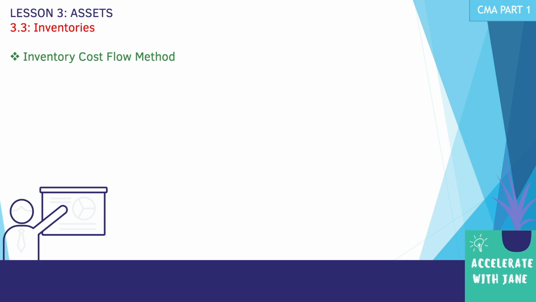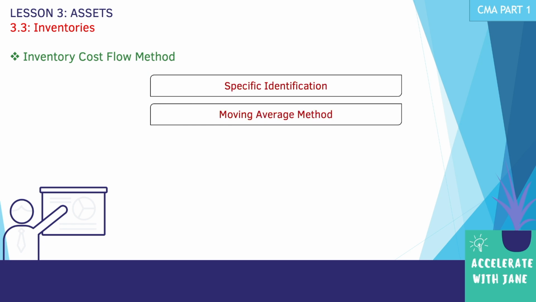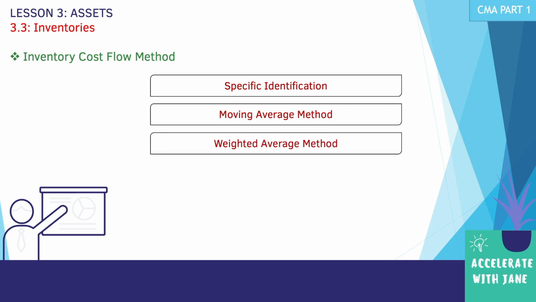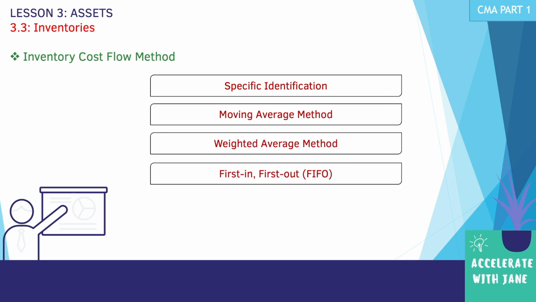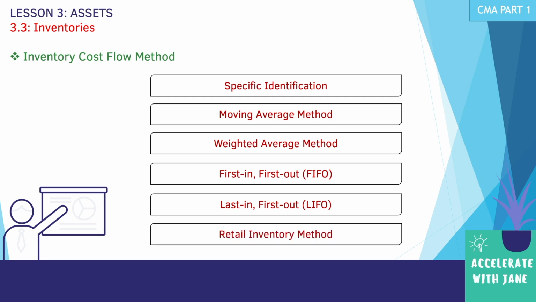Okay, so now let's talk about the cost flow methods. We have here, first, specific identification. Second, moving average method. Third is weighted average method. Fourth is first in, first out, or we also call this the FIFO. Fifth is last in, first out, or we also call this the LIFO. And then the retail inventory method. First, let's talk about the specific identification.